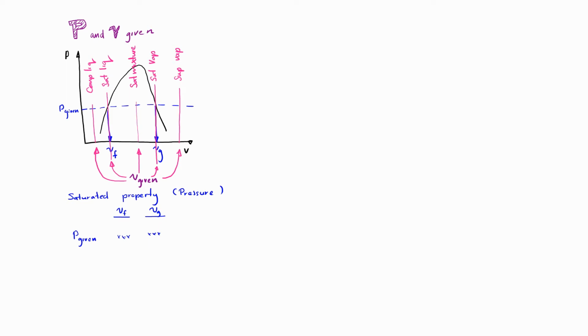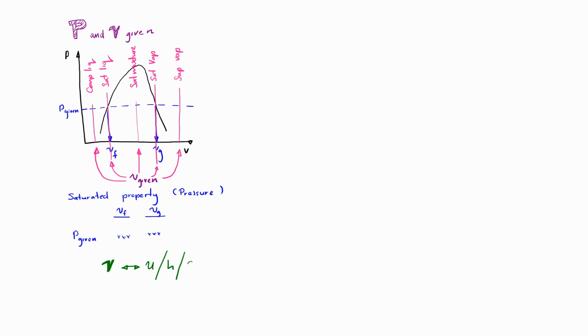Now please remember, specific volume here can be replaced with internal energy, enthalpy or entropy, and we can use the same procedure to decide the phase of a system when those properties are given. Enthalpy and entropy are two topics that we have not covered yet. We will be covering those specific properties later in this course.